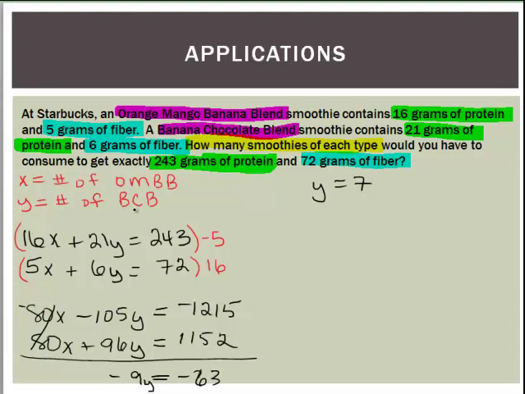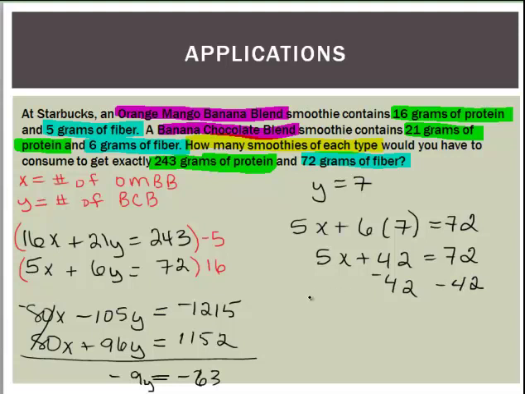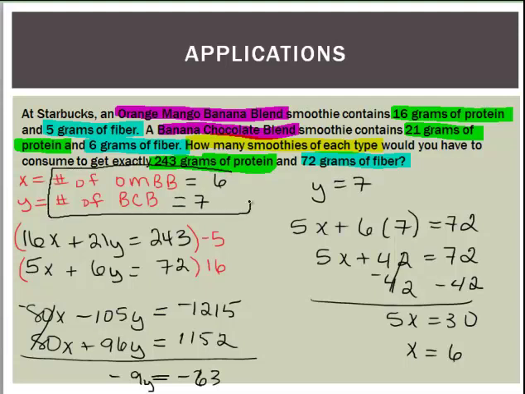So that means we need 7 banana chocolate blend smoothies. Okay, so now we need to figure out what x is. So we're going to take that and substitute it back into one of these equations. I like the second one just because the numbers are smaller. So 5x plus 6 times 7 is equal to 72. 5x plus 42 equals 72. Subtract 42. So 5x is equal to 30. Divide by 5, so x is equal to 6. That means you need 6 orange, mango, banana blend smoothies, and you need 7 banana chocolate blend smoothies.